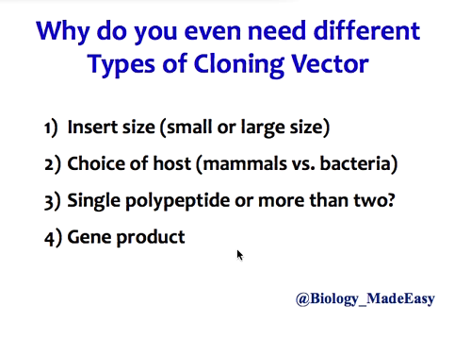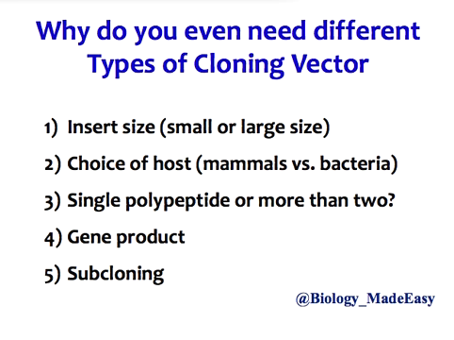So in that way, it will determine what kind of vector you actually need. And finally, subcloning. Subcloning is a procedure defined by the fact that you just want to clone from one vector to another. For subcloning, there are multiple vectors available. All these vectors together define which vector you need for your cloning experiment. So that is the reason multiple types of cloning vectors exist.